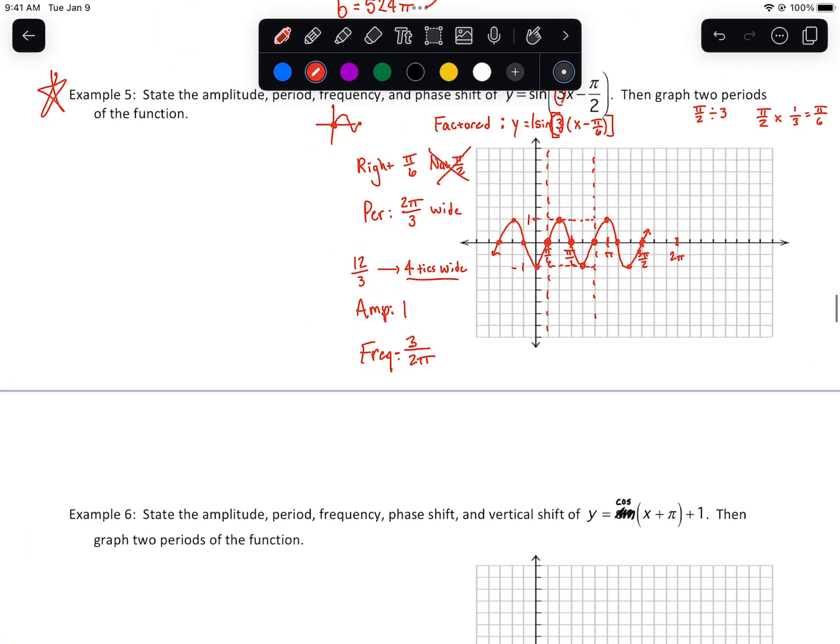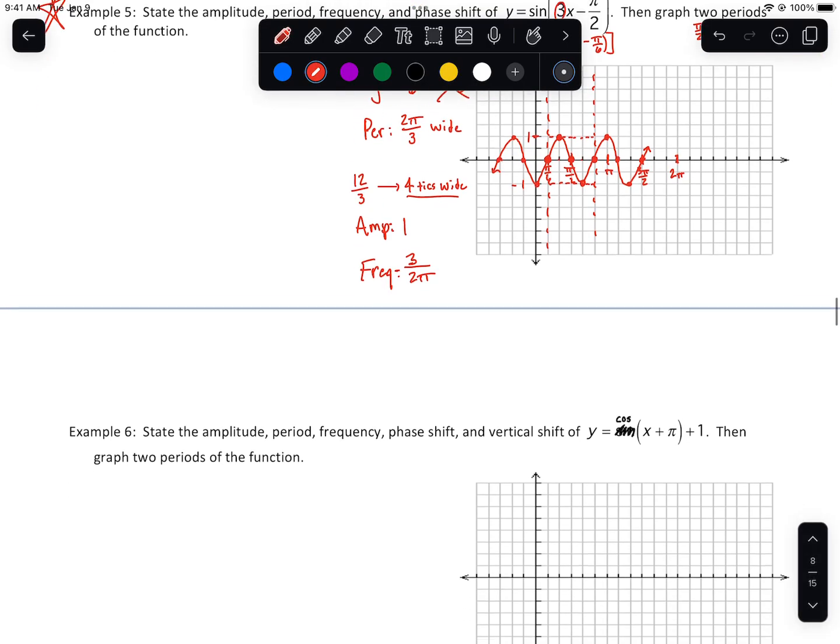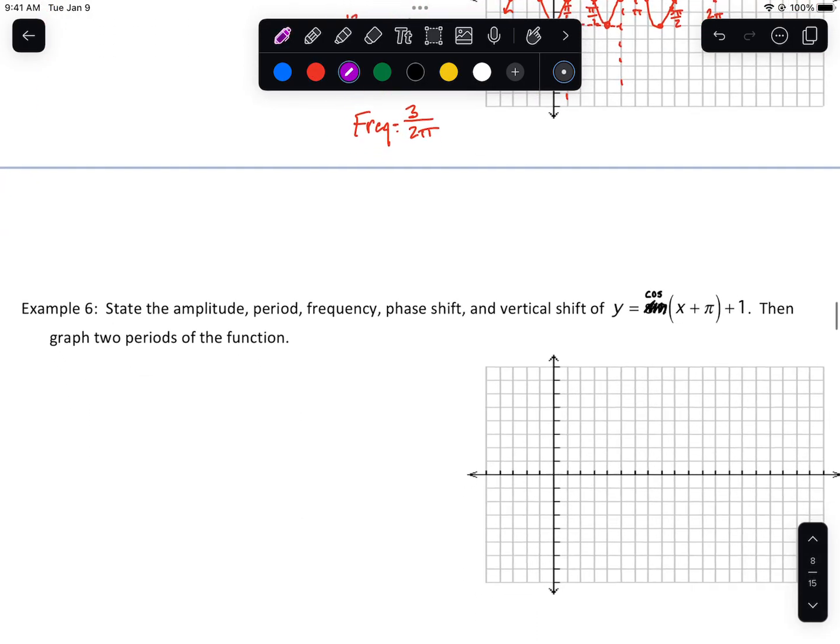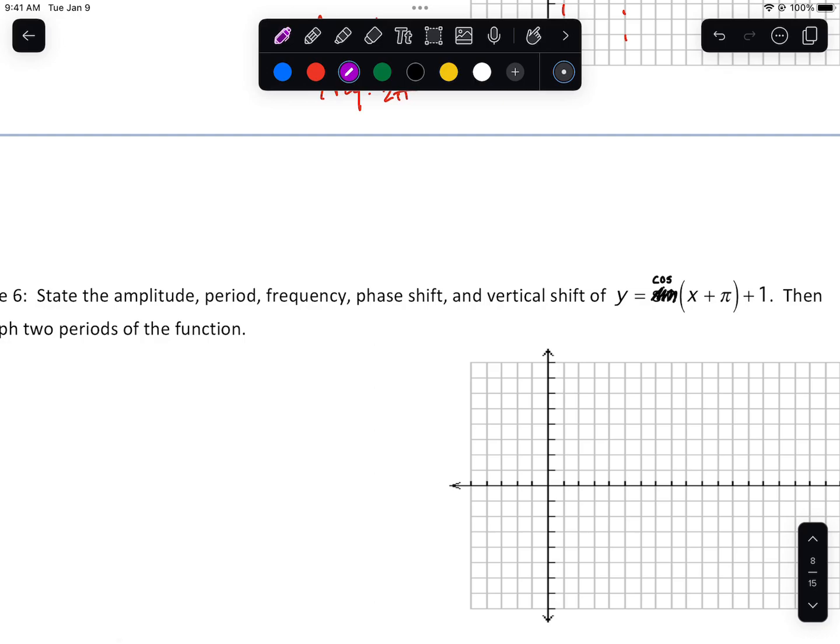Yep. So that would be everything. So now let's go knock this one out here. So say the amplitude. The amplitude is implied to be 1. It's not a number out in front, so 1 would be good there. Period, you actually can do right away.